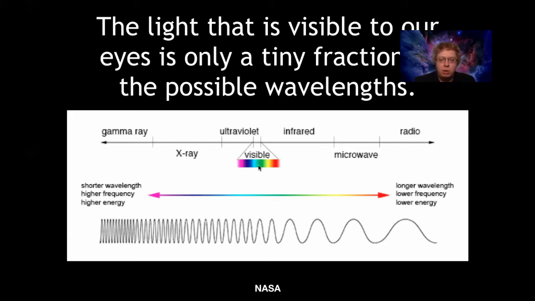Then in the middle, we have light that we can see with our eyes. We call this visible light. And then towards longer wavelengths or lower frequencies or lower energy, we have infrared light, microwave light, and radio light. Radio waves are actually light just like the light that we can see with our eyes, but they have much longer wavelength, much lower frequency, and therefore much lower energy.